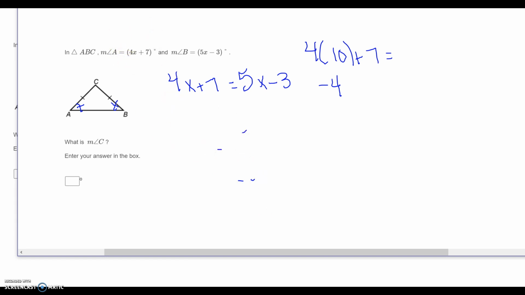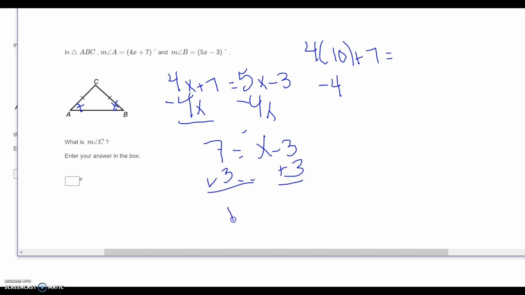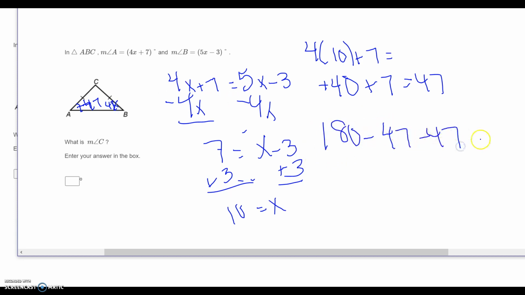So, start this again. We're going to subtract 4x from both sides. And we're left with 7 on this side and x minus 3 on this side. Add 3 to both sides and we get 10 equals x. So this would be positive 40 plus 7 is 47. So we know that these two measures are 47 each. So to find C, we can take 180 and subtract 47 minus 47 because interior angles equal 180, and we get the angle C equals 86 degrees.